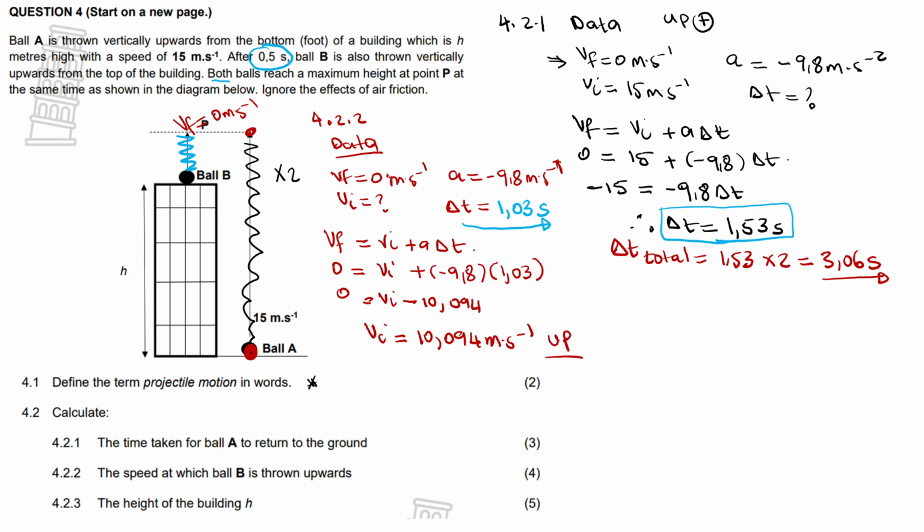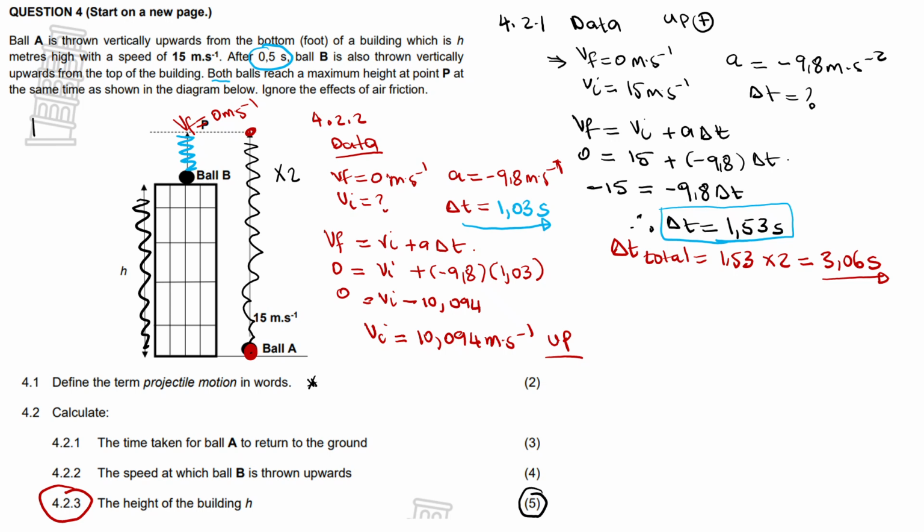Right. So let's answer the last question, which is 4.3.2. If you still remember, these are the same questions that we did on the previous question. Now they want the height of the building. So remember, we said that to find this height, we need to find the height traveled by ball A. Then, I'm sorry, we subtract the height traveled by ball B to find H.